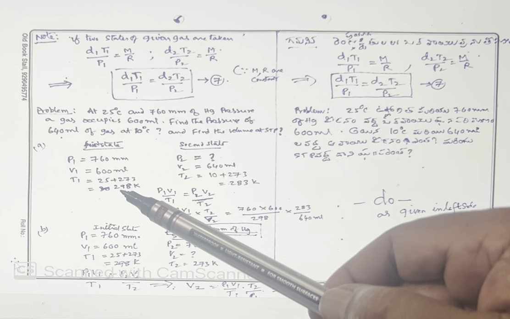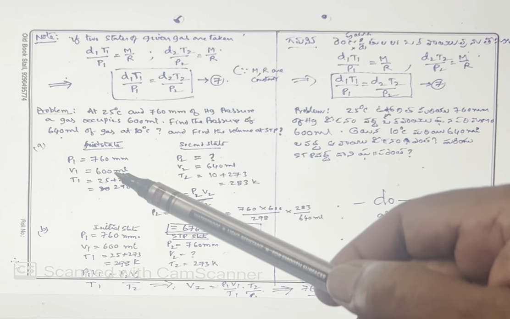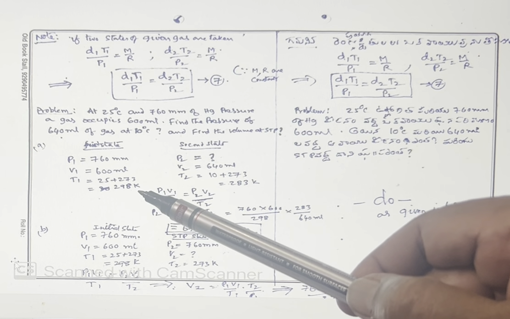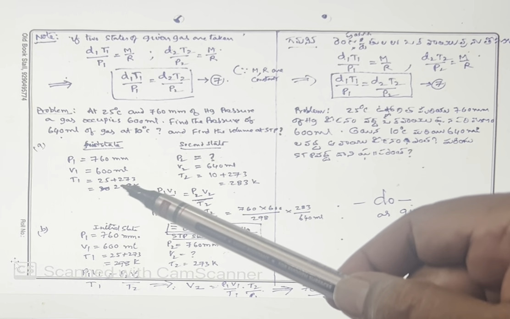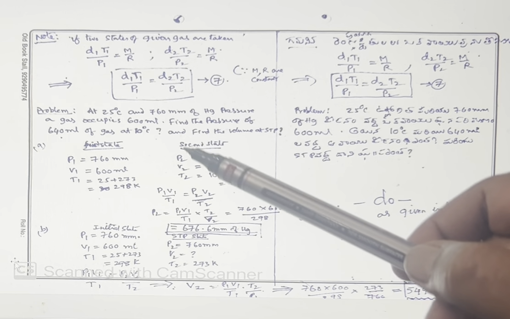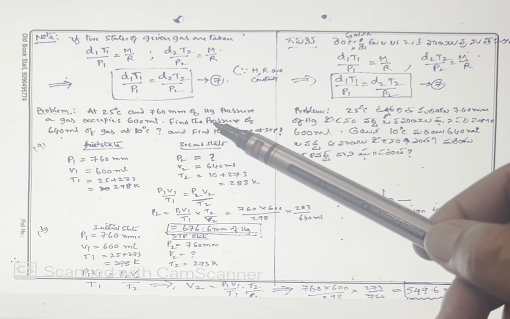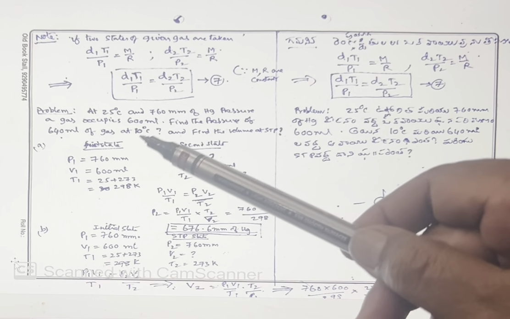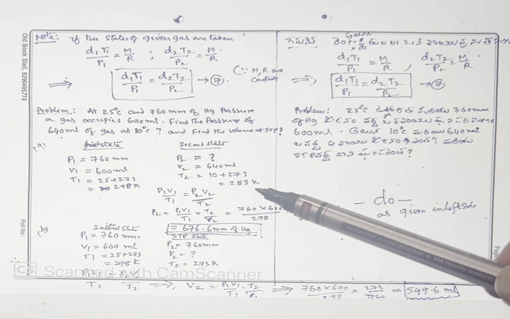Temperature should be on the absolute scale, but he has given centigrade. So, 25 plus 273 gives 298 Kelvin. In the second stage, you have to find the pressure P2. V2 is 640 ml, and T2 is 10 plus 273, which is 283 Kelvin.